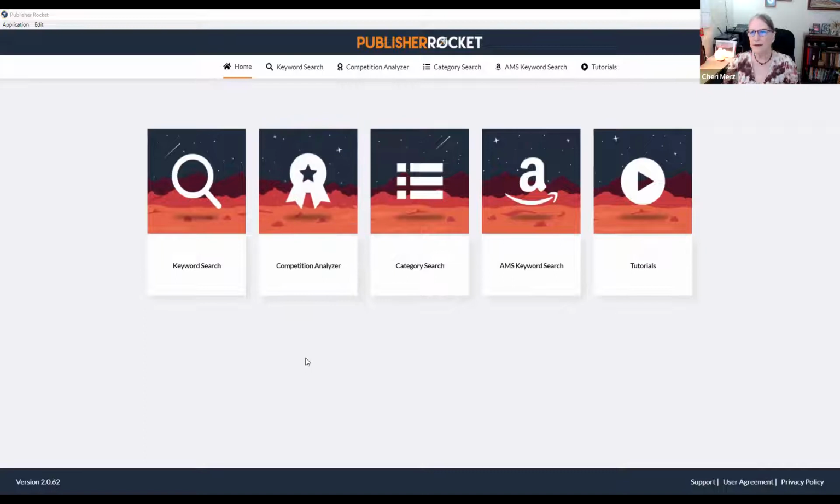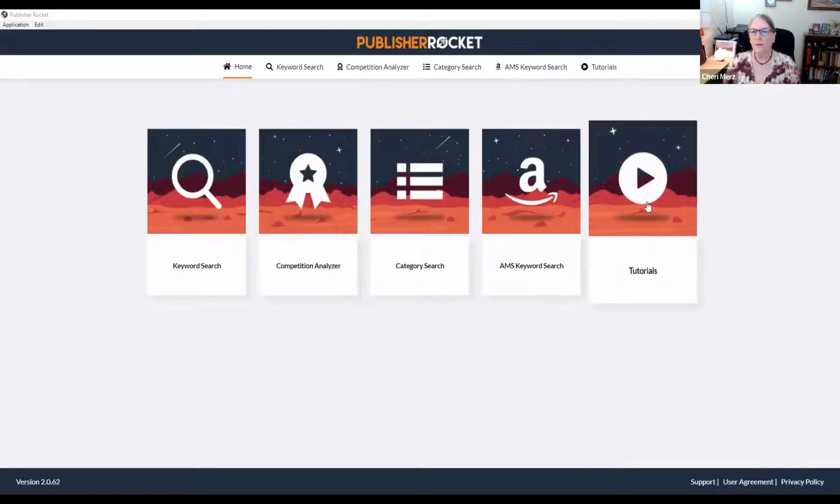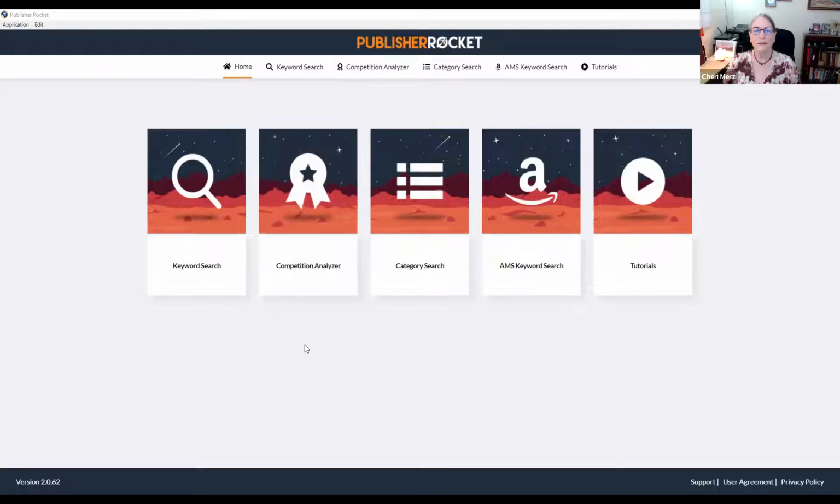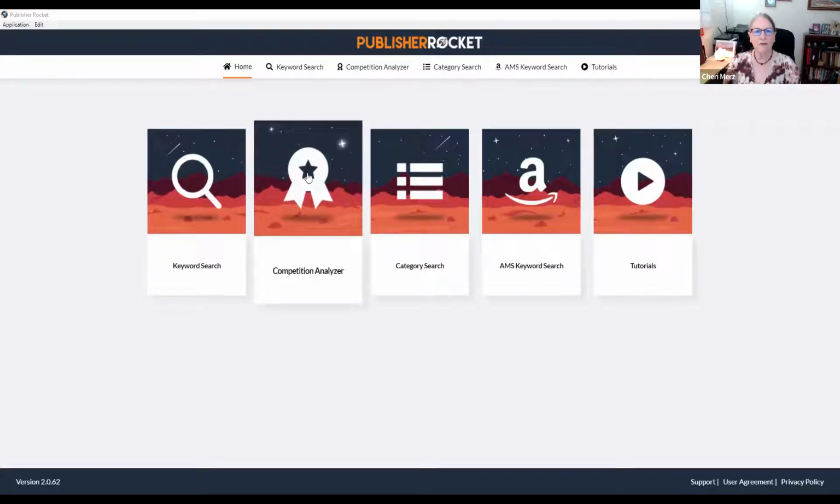And before I forget to say it, Publisher Rocket has tutorials, but the tutorial for the Competition Analyzer works with the old version. So don't use that tutorial because it isn't for their new release, which is really, really cool. So let's go for it.